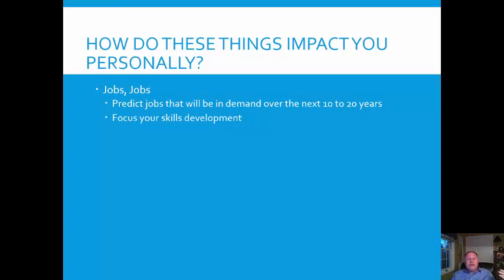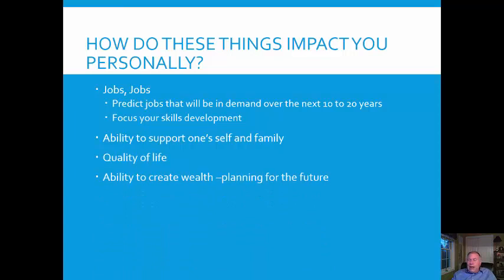Focus your skills on skill development. What is that you need to take some of these jobs? And it's not just completing those academic requirements that are established for you. It's more. It comes back to your ability to support oneself and their family. It comes back to your quality of life, the ability to create wealth, planning for the future. So these things that I just spent time talking about impact you personally.